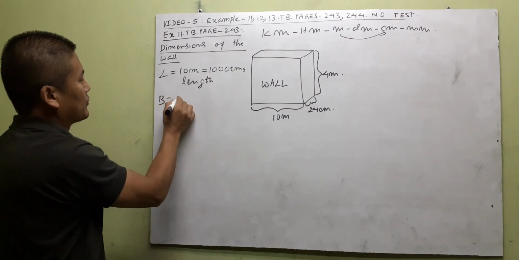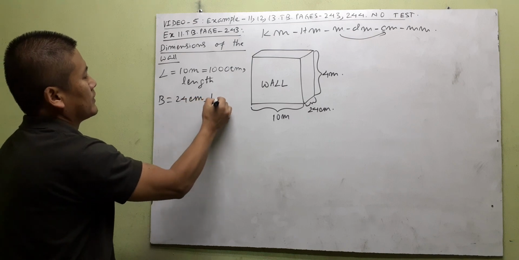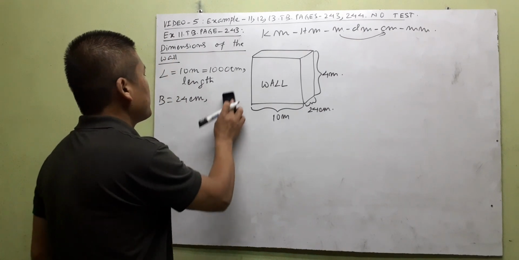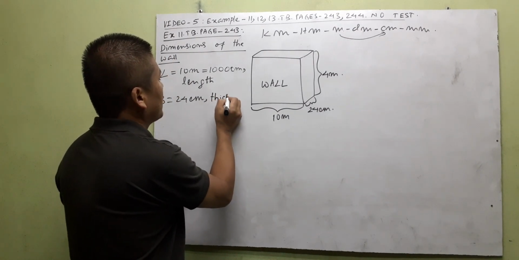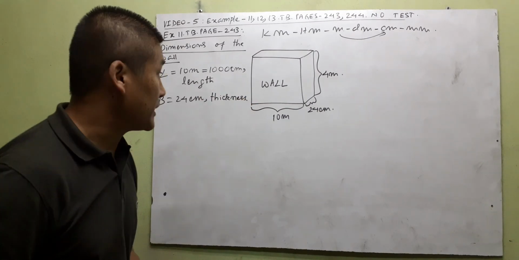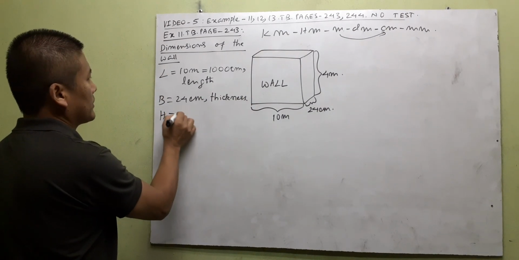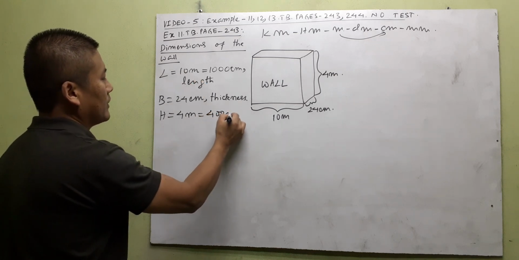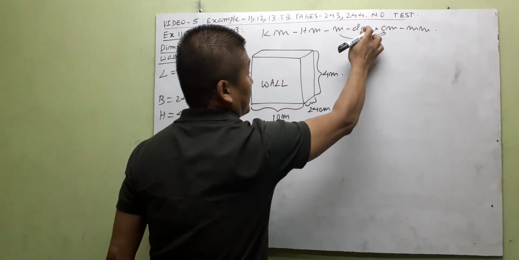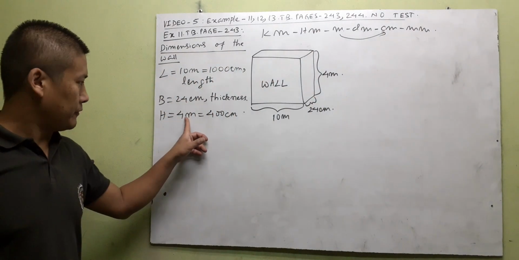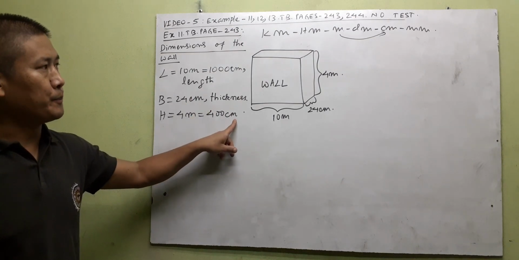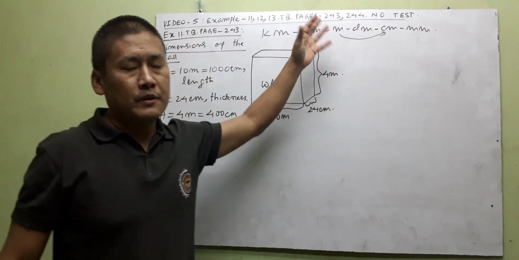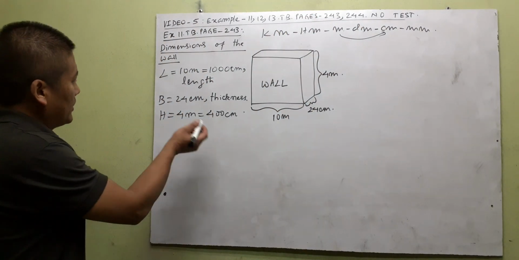Then breadth is 24 centimeter. That is the breadth of the wall, or they're saying thickness. Let us just use the same word, thickness. It means the breadth only. And the height of the wall is 4 meters. Like we have done for 10 meter, multiply by 100, so two zeros at the back of 4; meter will disappear and centimeter will come, 400 centimeter. You need to memorize this and keep it in your mind, because you'll keep needing it from time to time. So that is the dimension of the wall.